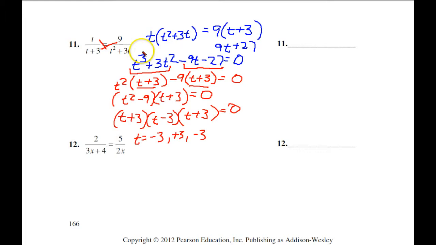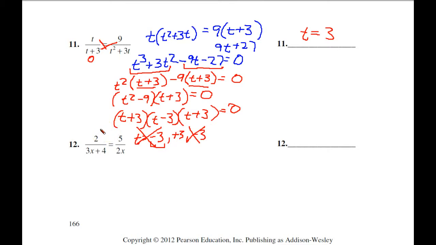Again, it's to the 3rd degree, so I get 3 answers. Notice 2 are the same. And when I put this answer over here, I see it makes my denominator a 0. So my -3's don't work. The only answer that does is t equals 3. And we spent a little bit of time and used lots of our skills to get there.